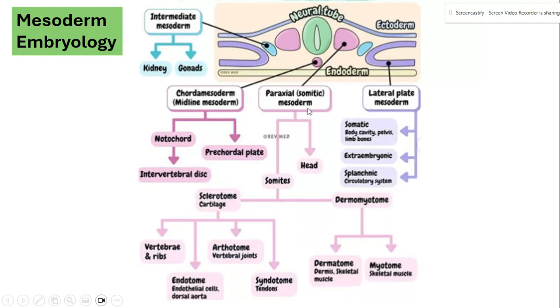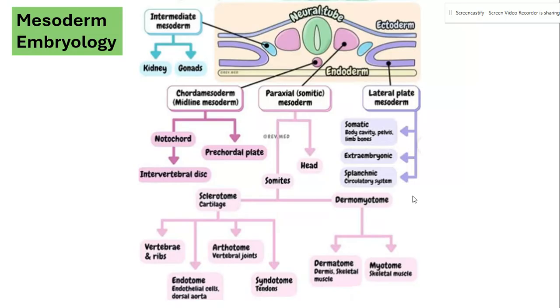So from paraxial somatic mesoderm, we have somites, sclerotome cartilage, we have dermomyotome. Yeah, so that's dermis, skeletal muscle, myotome, right? The skeletal muscles. Sclerotome: cartilage, vertebrae, ribs. Endotome: endothelial cells, dorsal aorta. Arthrotome: vertebral joints, yeah. Syndetome, those are tendons. So mesoderm, as you can see, is very important because it grows into ribs. We have joints, we have endothelial cells, we have tendons, skeletal muscle. So pretty much most of the musculoskeletal system starts growing from the mesoderm, so it's very important.